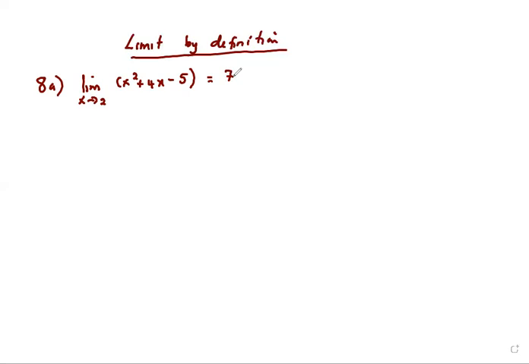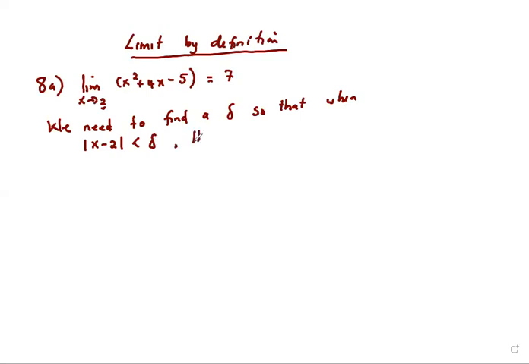So we understand that the procedure here demands that we show, so we need to find a delta. So your target is always to find a delta so that the x minus 2, as x approaches 2, this guy should be less than delta.